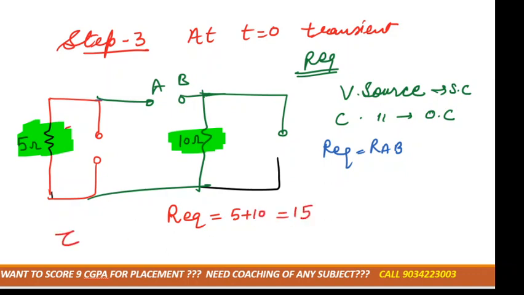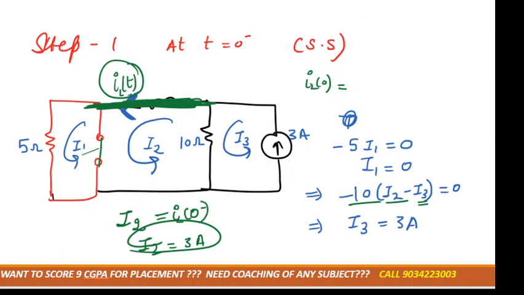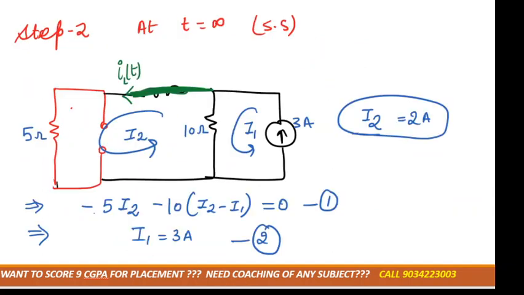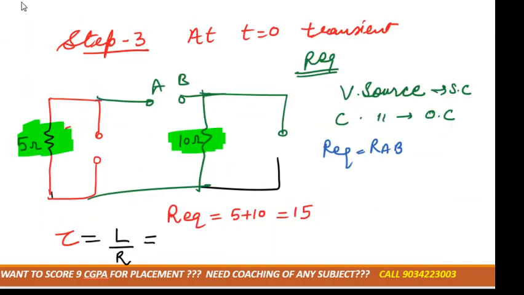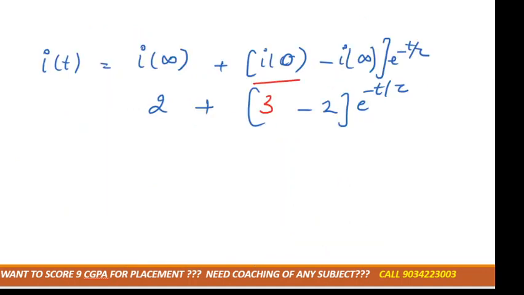We need to calculate tau. Tau is L by R. L value was how much? 1.5 Henry. So 1.5 divided by 15. Tau is how much? 1 by 10. That is 0.1 second. Got it? We can put it here. Tau is 0.1 second.